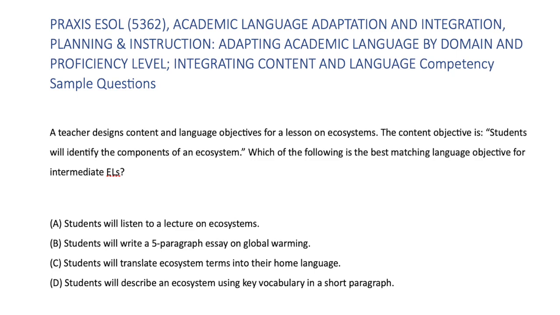Would it be A, students will listen to a lecture on ecosystems? B, students will write a 5-paragraph essay on global warming? C, students will translate ecosystem terms into their home language? Or D, students will describe an ecosystem using key vocabulary in a short paragraph?